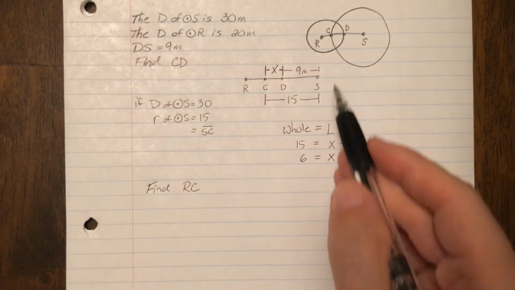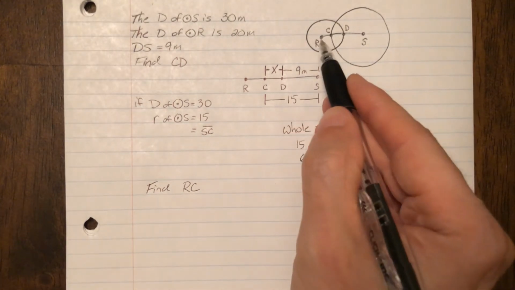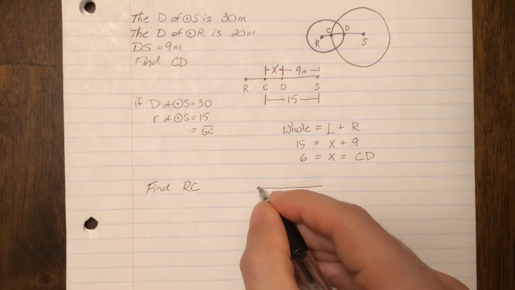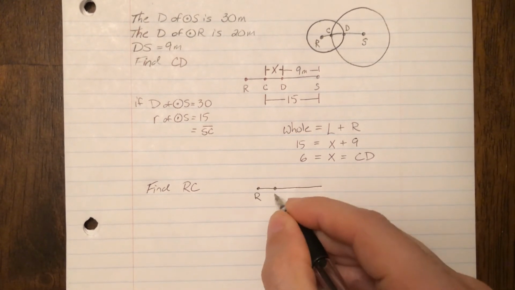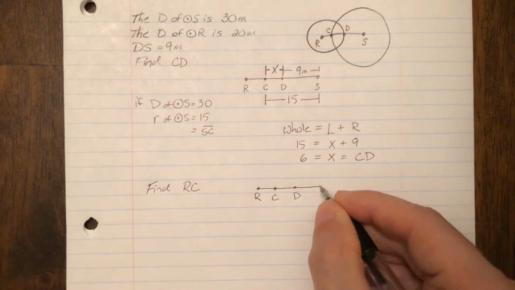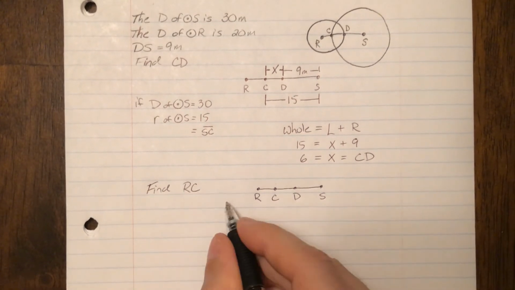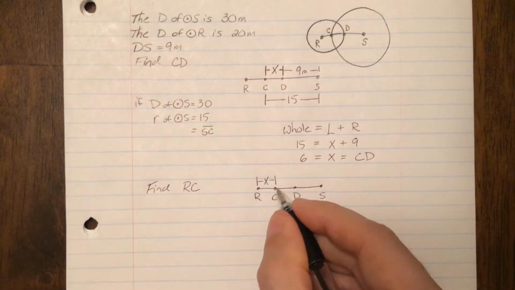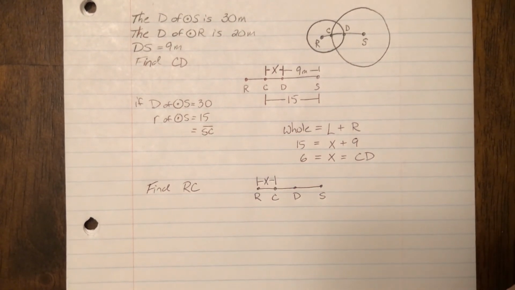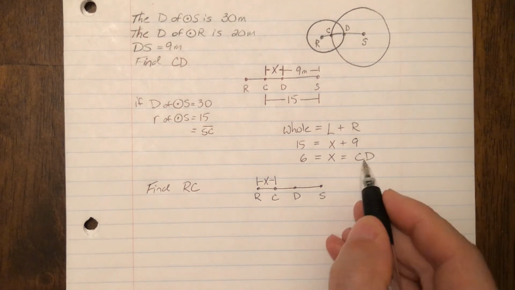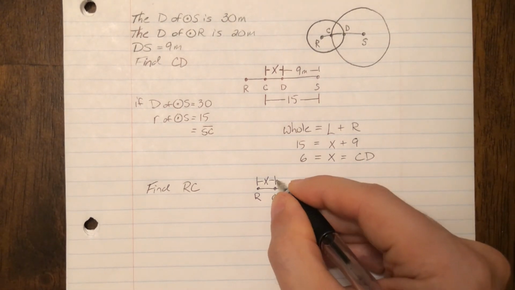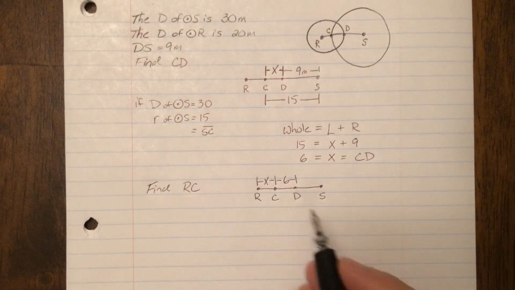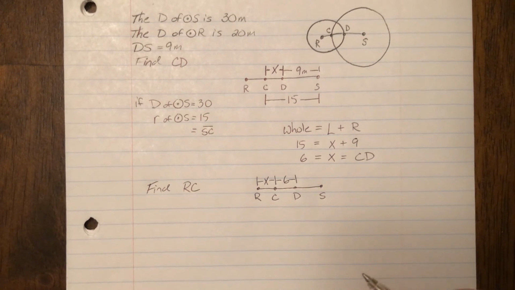So again, we're going to do this in a similar fashion. We're going to write down this segment. I've got R, C, next letter is D, and last letter is S. So we want to know what RC is. So from here to here, this distance from R to C, I'm going to call that distance X. We just figured out that CD is equal to 6. So I know this distance from here to here is 6. So I know that's X, I know that's 6. If I know what RD is, I'm in business.